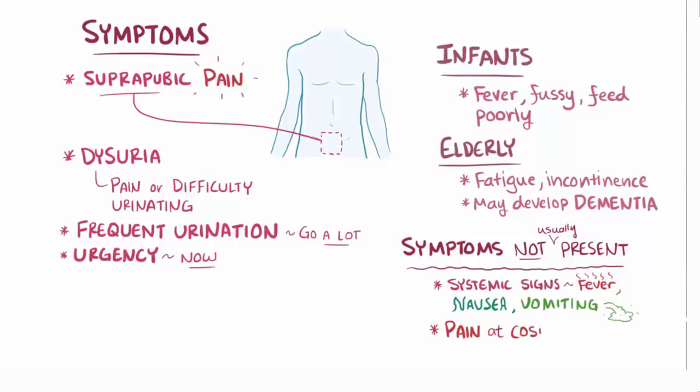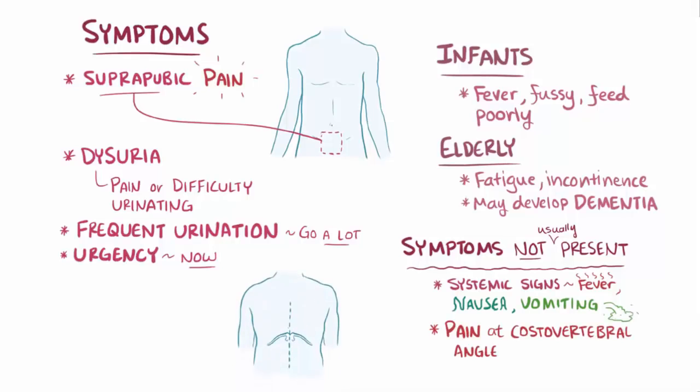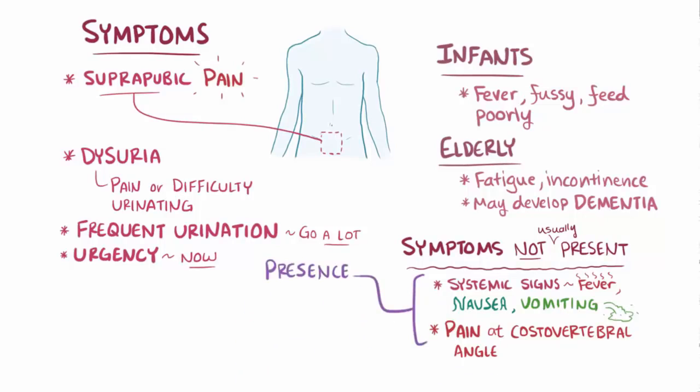Symptoms that are not typically present with lower UTIs are systemic signs like fevers and nausea or vomiting, as well as pain at the costovertebral angle, which is the angle formed on either side of the back between the 12th rib and the vertebral column. If any of these do occur, though, this might suggest an upper urinary tract infection, which includes an infection of the kidneys themselves.